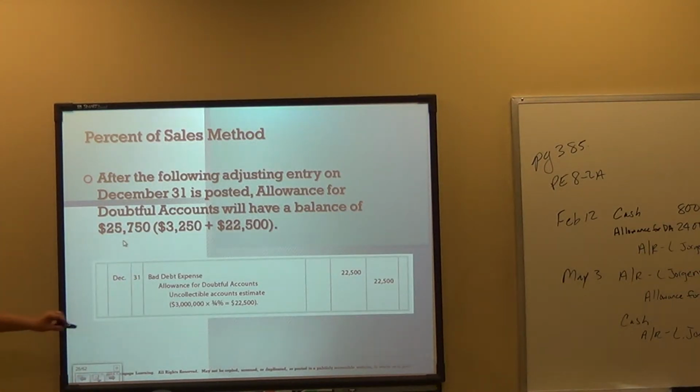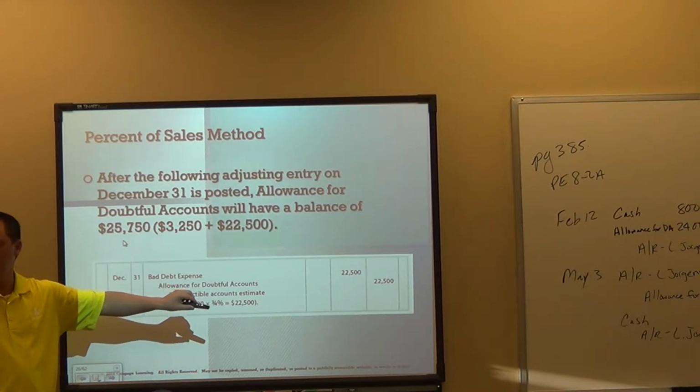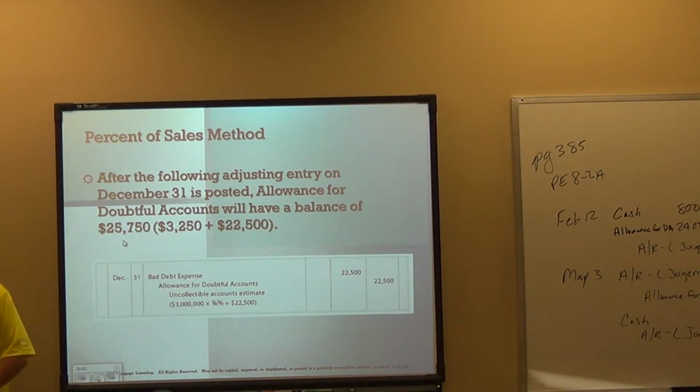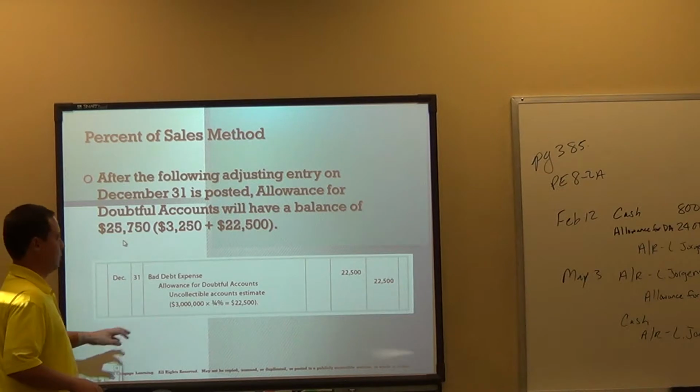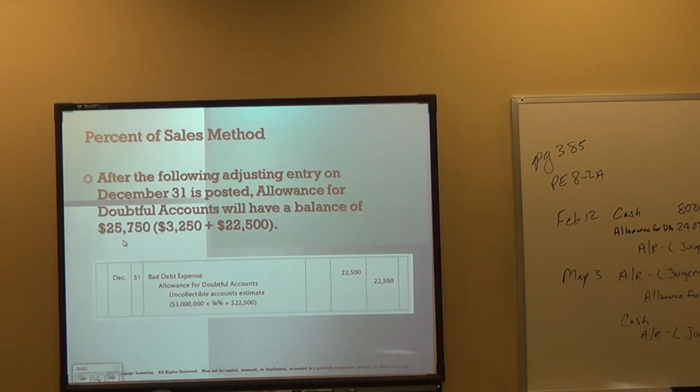And they usually will show you how they came up with that, because otherwise you don't know. You're guessing too. So that's sometimes why you show that down there. So questions? How they came up with that? So 22,500, just 3/4% of that, 3 million. All right, so that's the percent of sales.